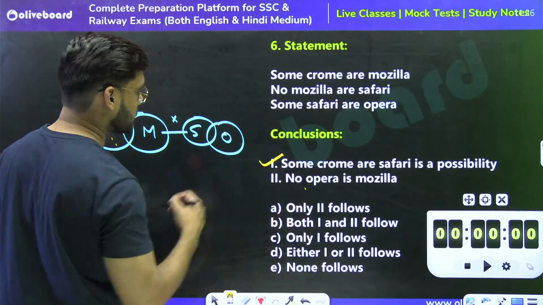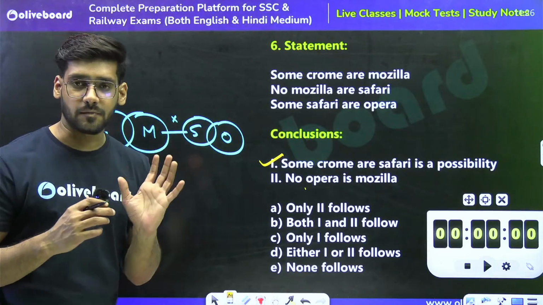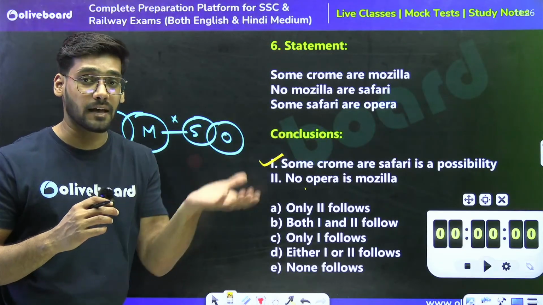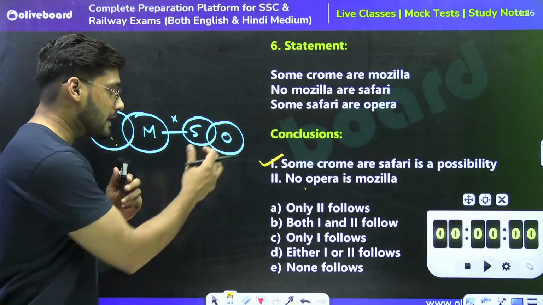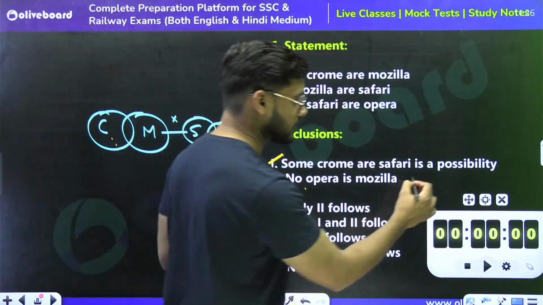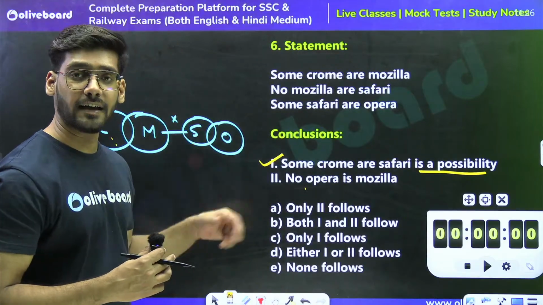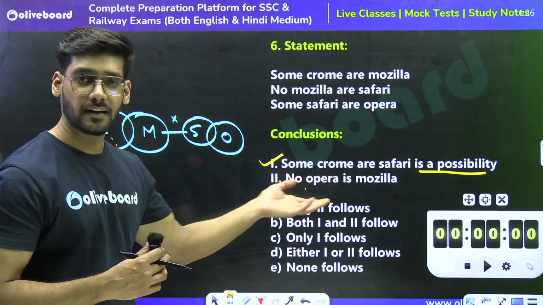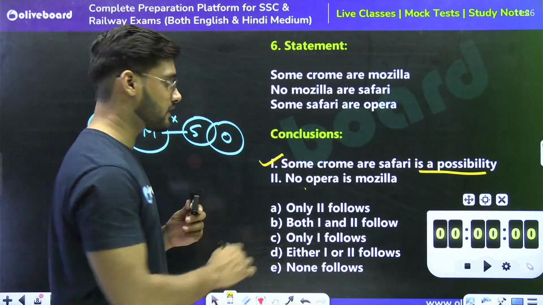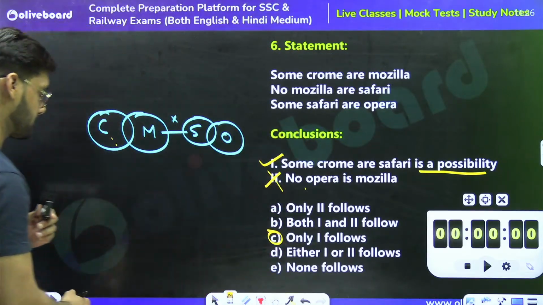No Opera is Mozilla. Similarly, Opera and Mozilla, we cannot see any relation between them and nothing is given between them in the statement as well. So we cannot say anything between them directly. But if it was written like a possibility, that no Opera is Mozilla is a possibility, then it could be right. But definitely I cannot say anything between them. So the second is wrong. Answer is only one follows, option number C.